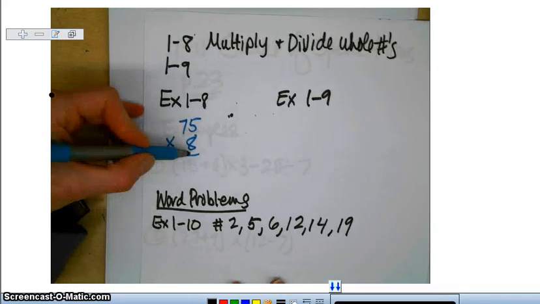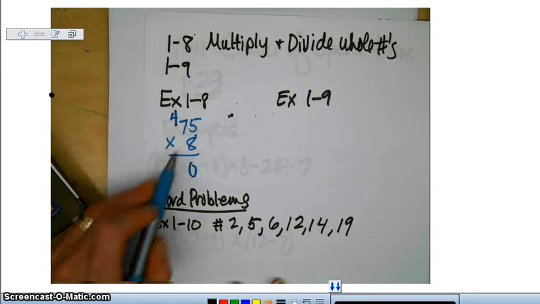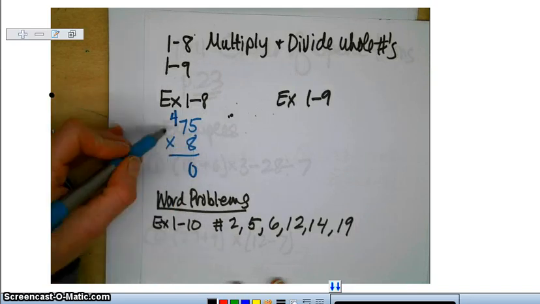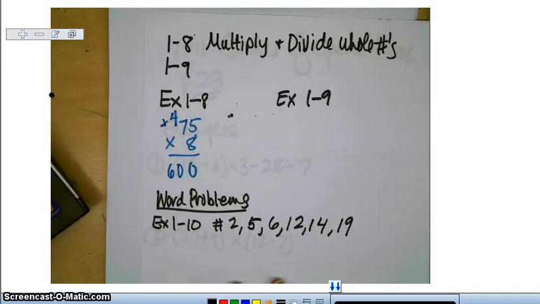So I would take 8 times 5, and that's 40. So I write the 0 here, the 4 up here. 8 times 7 is 56, and then you add that number to 56. So that would be 60, so that would be 600.